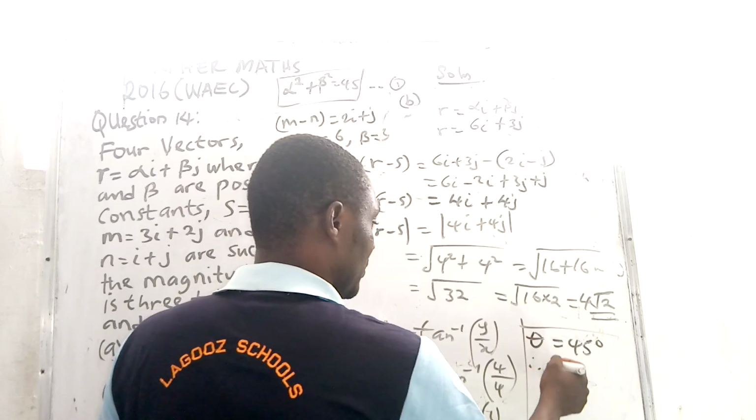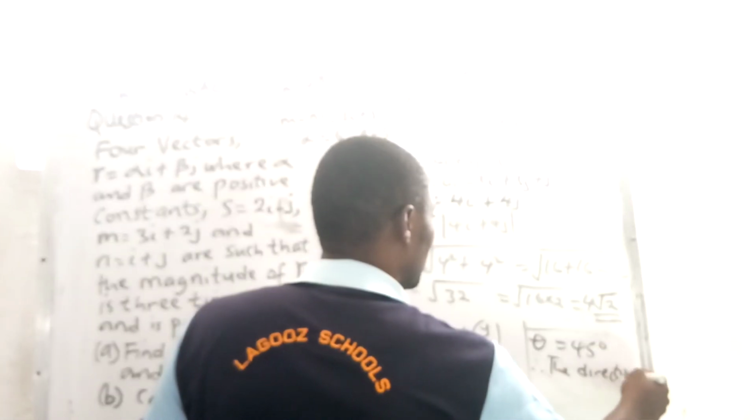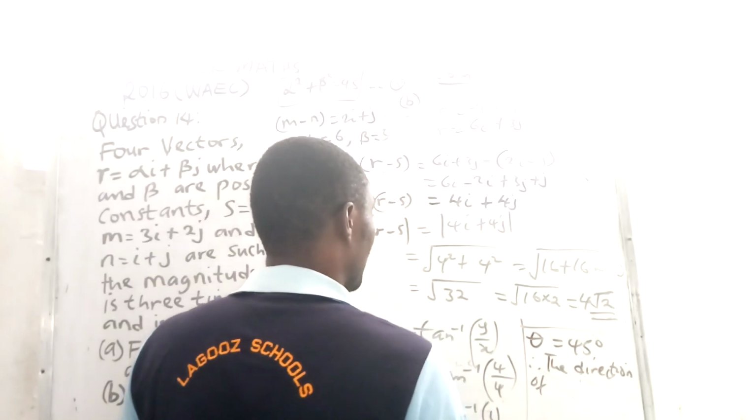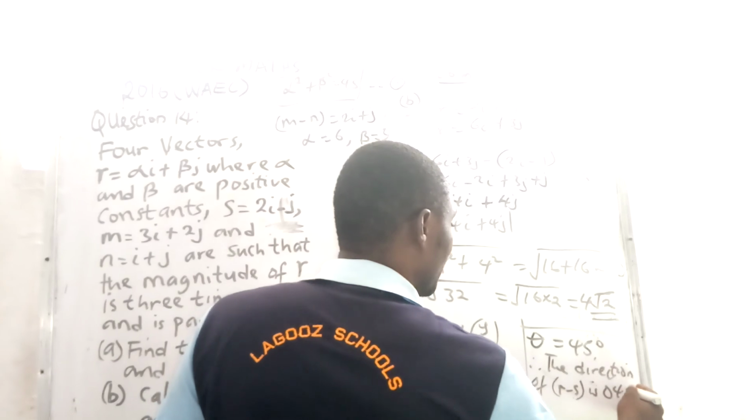Therefore, the direction of r minus x is 45 degrees.